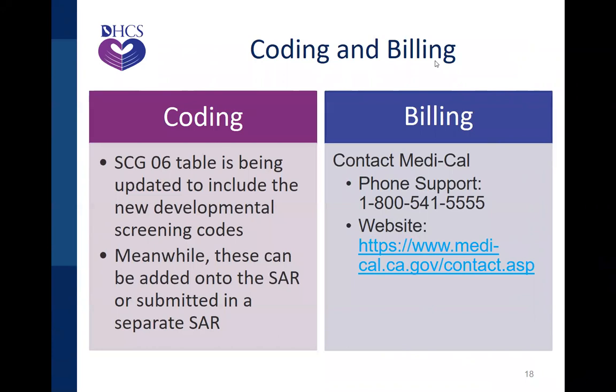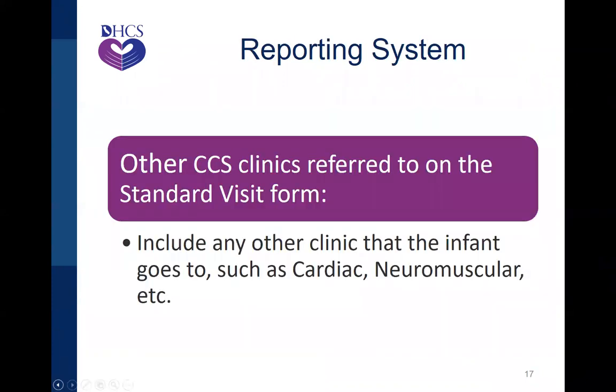Her question is about the CCS clinics question that is asked on the standard visit forms. She wanted to know, how is that question different from the specialties that they are receiving? The doctor said CCS clinics such as cardiac, etc. In the standard visit form, there is a line that says, are there other CCS clinics that the child is going to? So this is in addition to the specialty. For example, if the child is already going to cardiac, then this question pertains to others.